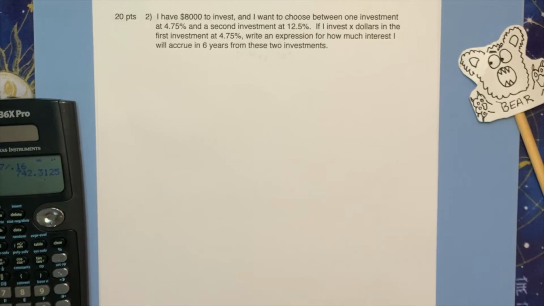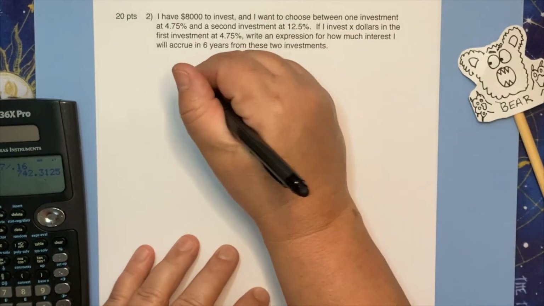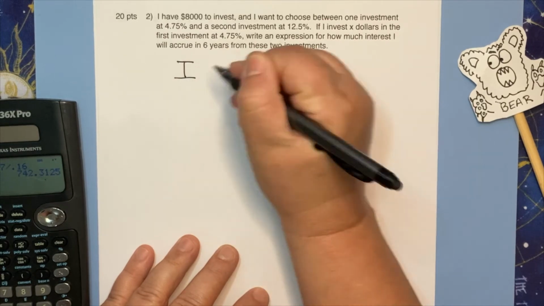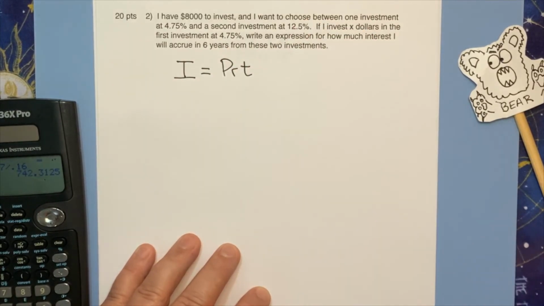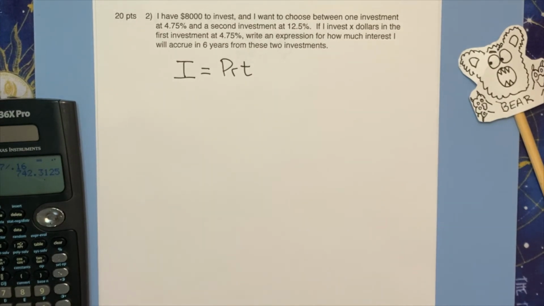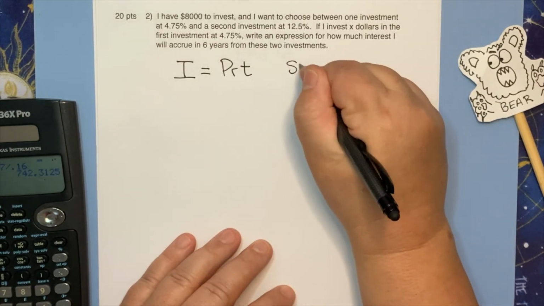So I'm going to go ahead and set up an expression that tells me if I invest X dollars in the first investment, it's 4.75%, how much interest will I accrue in 6 years from the two investments combined? So there are a couple things going on in this problem. The first one is that we have a very basic formula, and since you aren't told about any compounding, we're assuming this is simple interest.